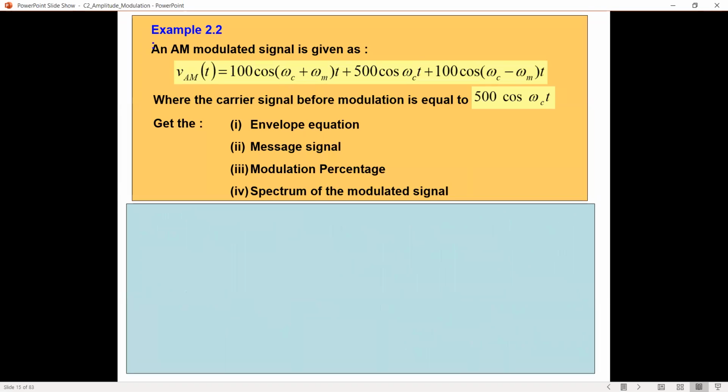Okay, another exercise. This time, instead of giving you VMT and VCT separately, we give you the AM signal. You can notice we have one component at the carrier and other components at the upper sideband and lower sideband. It's also given the equation of the carrier, which is 500 cos omega CT. Find the envelope equation, message signal, and modulation index.